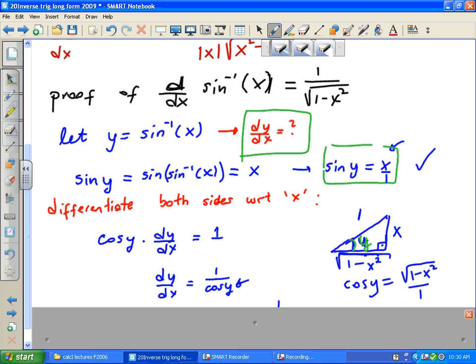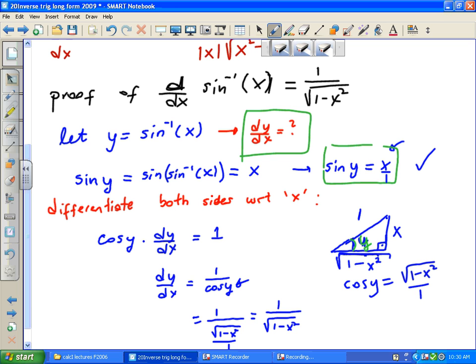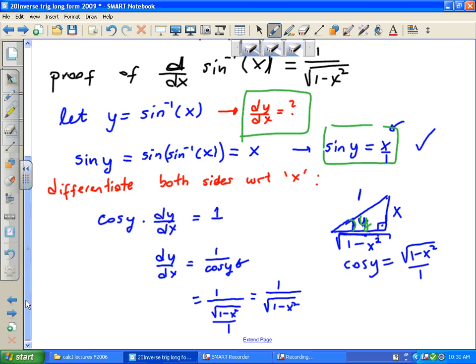Go ahead and do 1 over cosine y, which is the square root of 1 minus x squared. And that will give us the final answer. 1 over that is equal to... so we determine dy/dx is equal to 1 over radical 1 minus x squared. Was that the answer we were trying to prove? It was, right? The derivative of sine inverse equals 1 over the square root of 1 minus x squared.